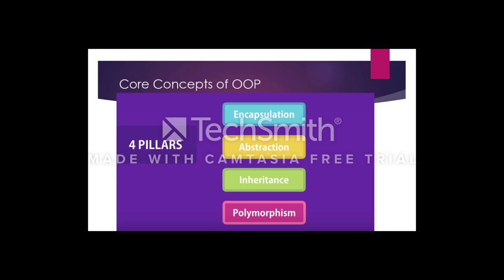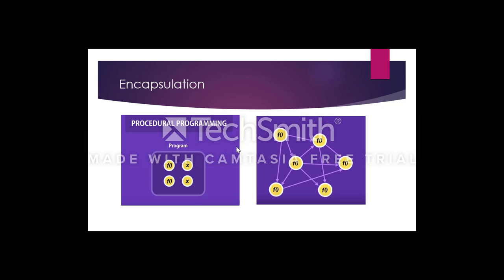Okay, let's see what the core concepts of object-oriented programming are. Object-oriented programming has 4 pillars: encapsulation, abstraction, inheritance, and polymorphism, which I will speak about one by one. The first concept is encapsulation.